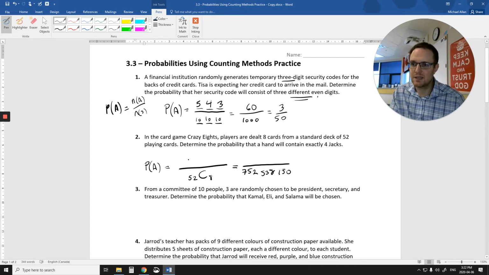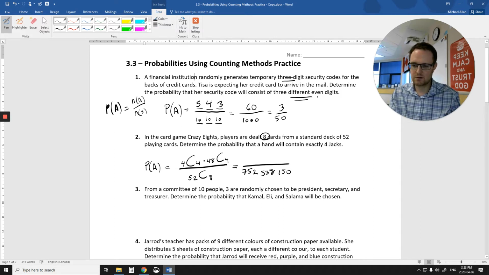Now I want to know the probability of exactly 4 jacks. So that's all the jacks. Okay, so I want all the jacks. I have 4 jacks, and I want to choose all 4 of them. But then I still need 8 cards in my hand. So I've chosen all 4 jacks, and I'm just going to take the 4 out. So I only have 48 cards left, and I need to choose 4 more.